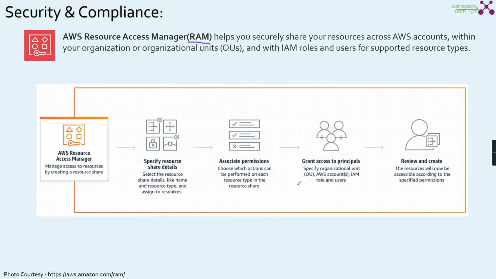So please go through this diagram. You can specify the resource share details, then associate the permissions for it, and then grant those specific permissions to the principals. Who are the principals? They are organizational units, IAM roles and users, so that it is easy for users to consume the specific resource or service from AWS, as simple as it is.